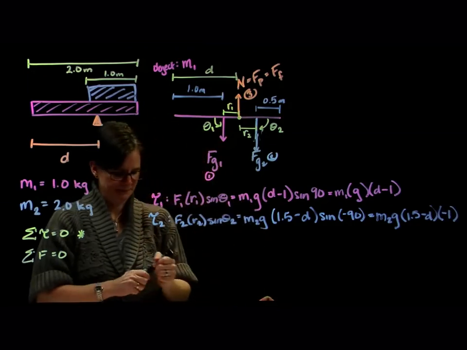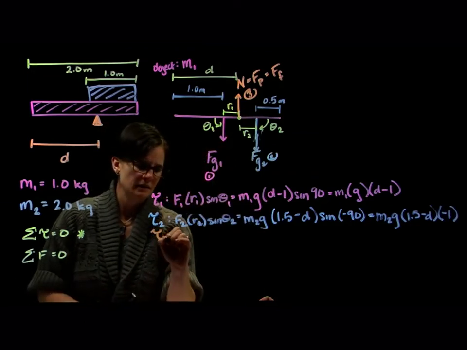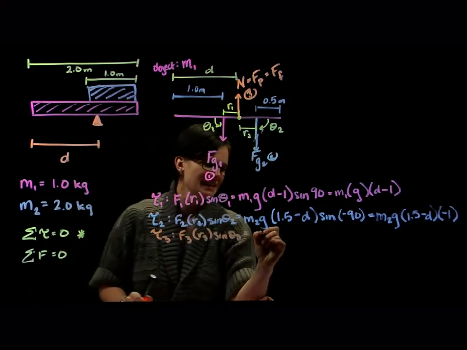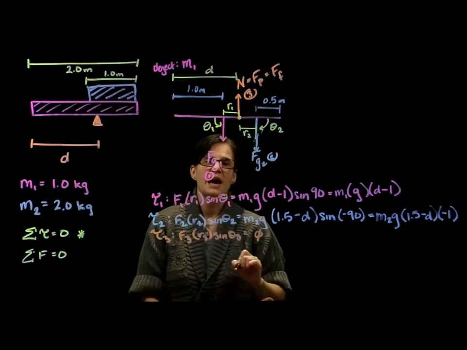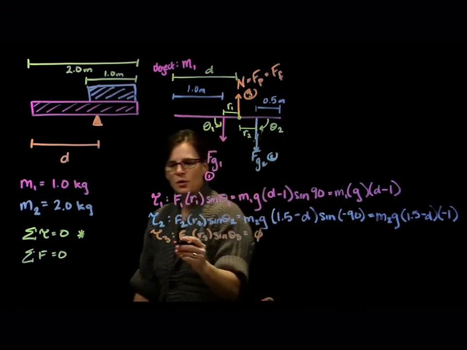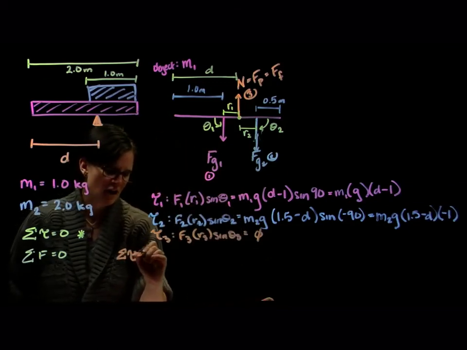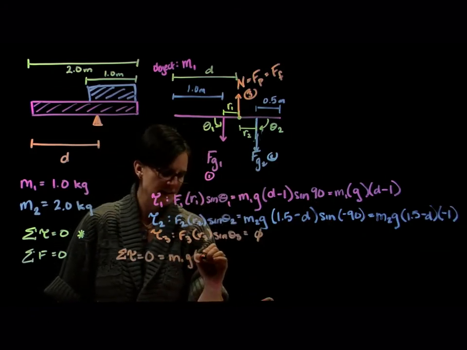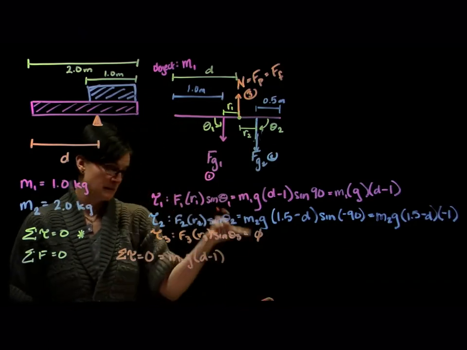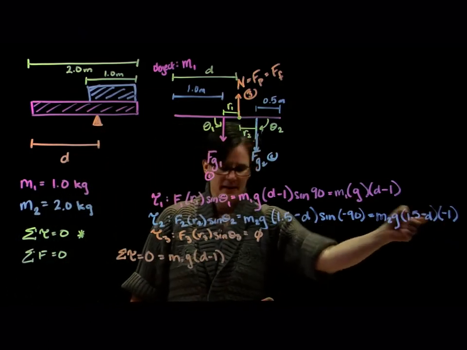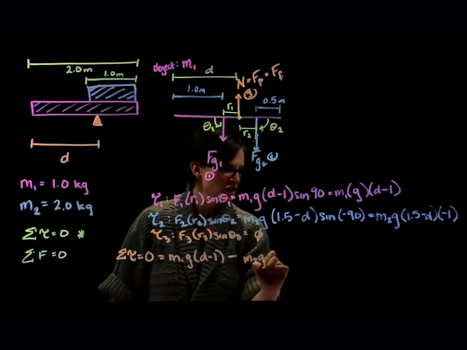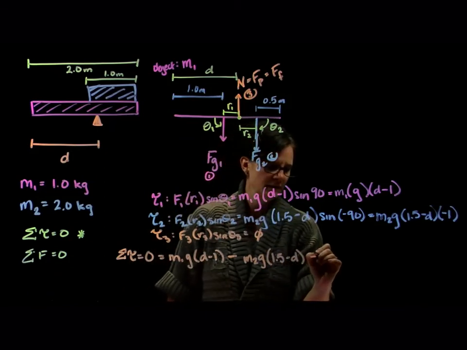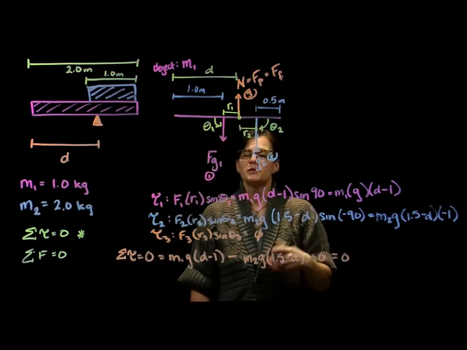Third force. Well, that is force 3, radius 3, sine of theta 3, and since our radius is 0, we know that torque is going to be 0. So the net torque, the sum of the torques, is equal to 0. That's going to be m1 times g times the distance minus 1, and that's positive. Minus, there's my negative, minus m2 g times 1.5 minus the distance, plus 0 equals 0. So now I have to do a little bit of algebra.